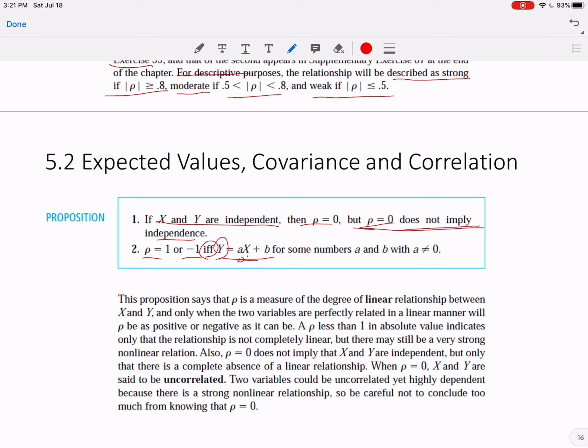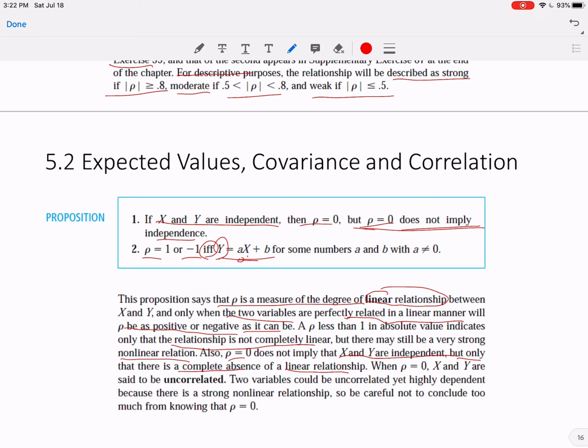This proposition says rho is a measure of the degree of linear relationship between x and y, and only when two variables are perfectly related in a linear manner will rho be as positive or negative as it can be. A rho less than 1 in absolute value indicates only that the relationship is not completely linear, but there may be a very strong nonlinear relation. Also, rho equal to 0 does not imply that x and y are independent, as I just mentioned, but only that there is a complete absence of linear relationship.